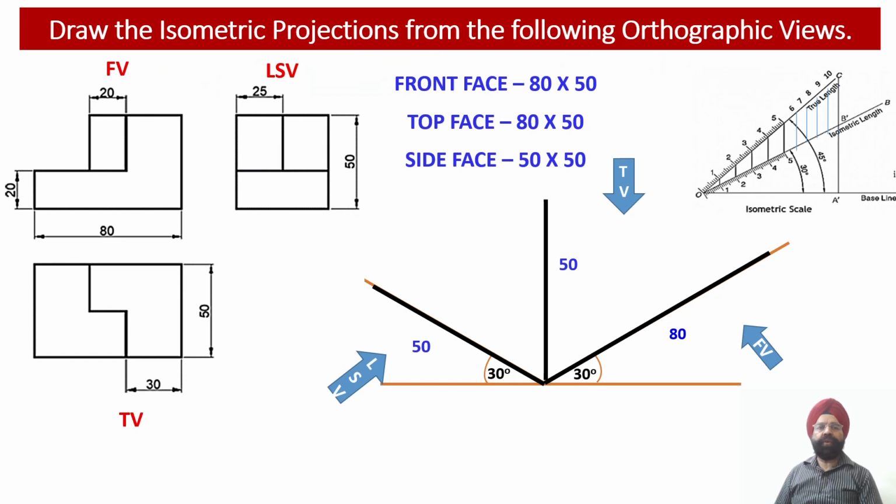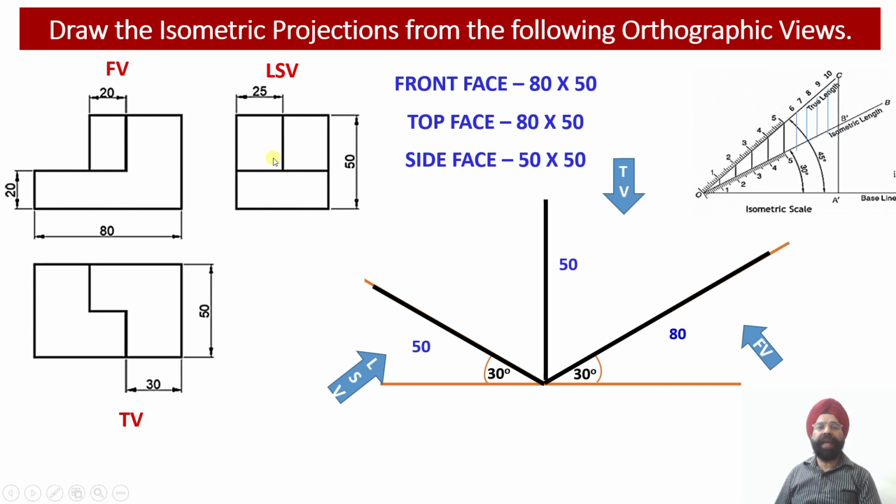Now today we are going to discuss the construction of the isometric projection of a solid when the orthographic projections have been provided to us. Here we have a solid for which we have the front view, the top view, and the left side view. These are three independent views which have been drawn as orthographic projections.